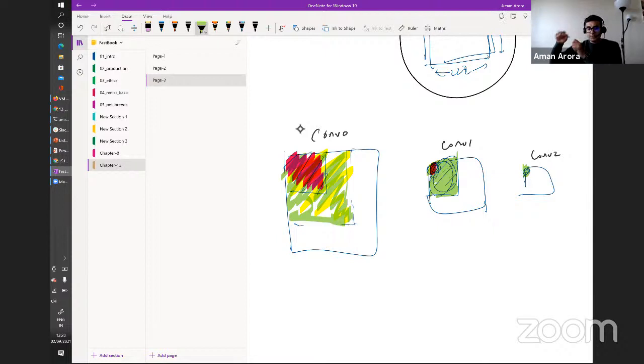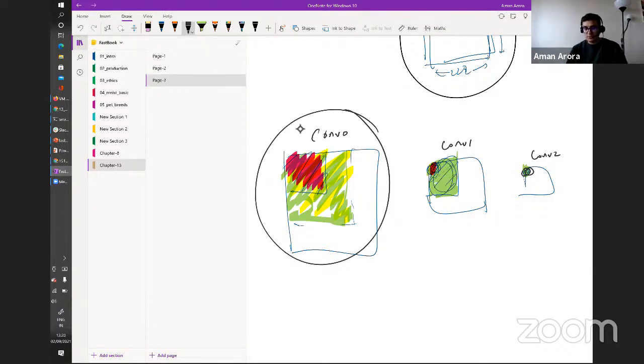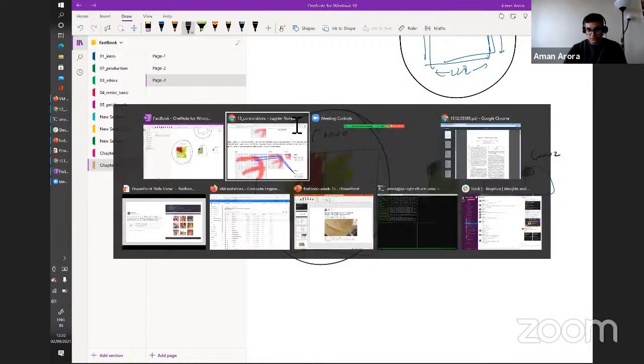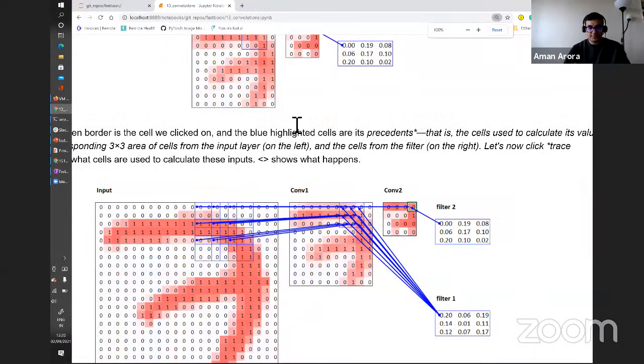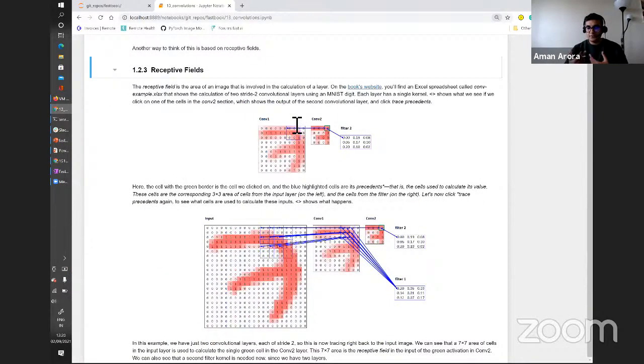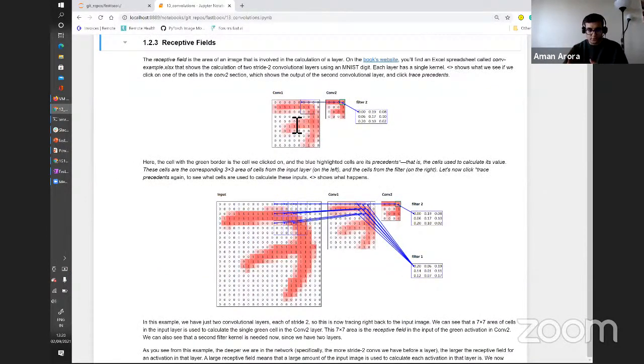As we keep going deeper and deeper into the layers, they have more context of the overall image. There's going to be a point when the output activation would have seen maybe the whole image. This way of thinking about things is just called the receptive field. We refer to this as the receptive field of the convolution kernel.